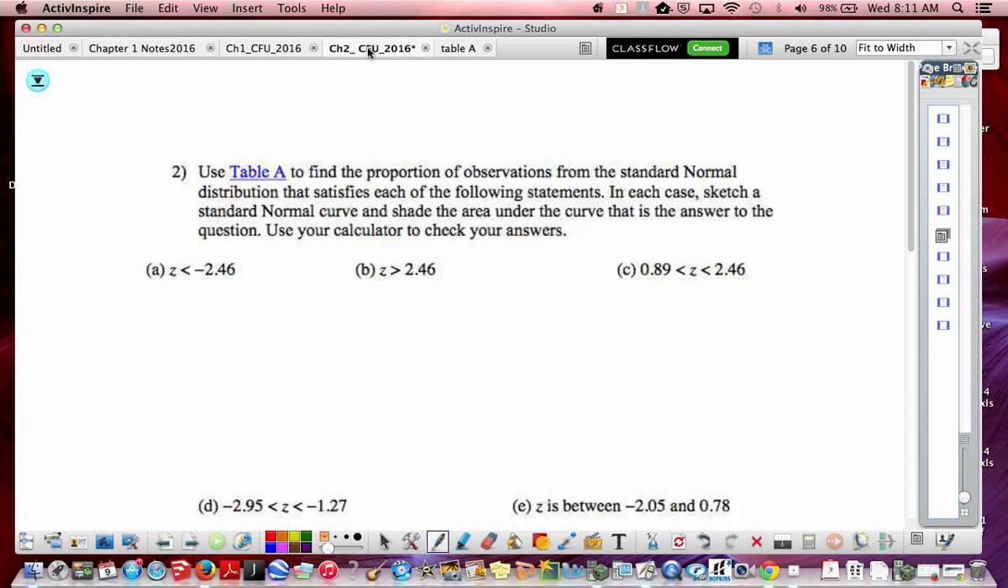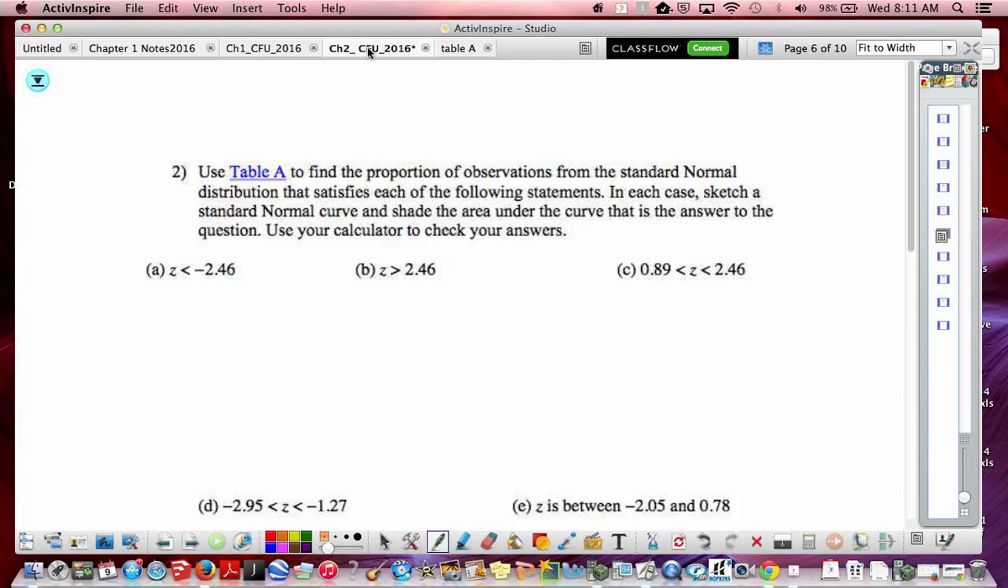So it asks us here to find the proportion of observations from the standard normal distribution that satisfies each of the following statements. In each case, sketch a standard normal curve and shade the area under the curve that is to answer the question. Use your calculator to check your answers. So I'm going to show you both methods today.